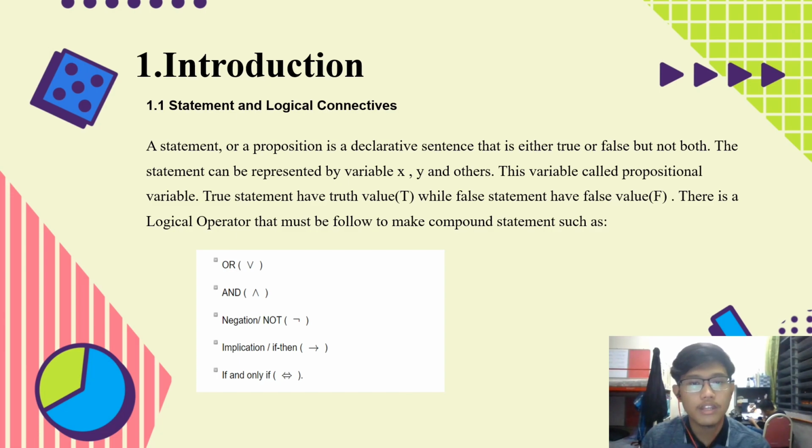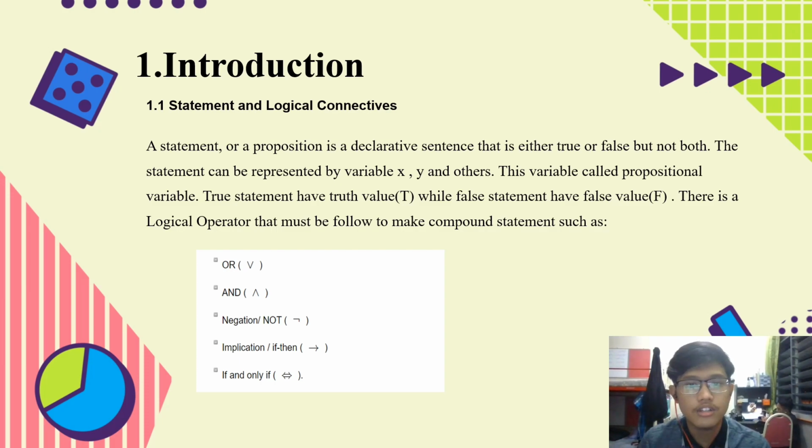So for the statement and logical connectives, a statement or a proposition is a declarative sentence that is either true or false, but not both. The statement can be represented by variables x, y, and the others. The variable is called a propositional variable. The true statement has a true value, whereas a false statement has a false value. There are logical operators that must be followed to make compound statements, such as or, and, negation, implication, and biconditional.